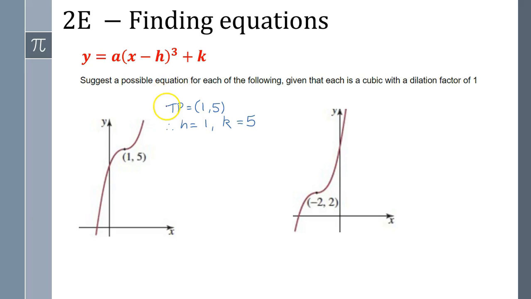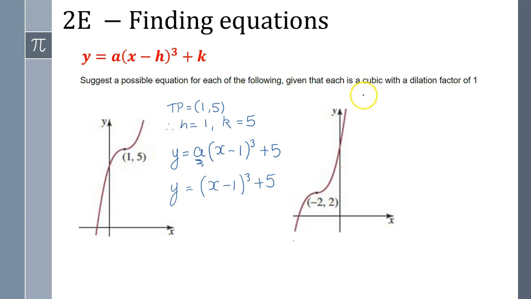So I'm just going to sub that straight back in. y equals a(x minus 1) cubed plus 5. I know that a is 1. I'm just going to have a look, and it's positive. So it's just positive 1 there. And that's it. Let's try another one.